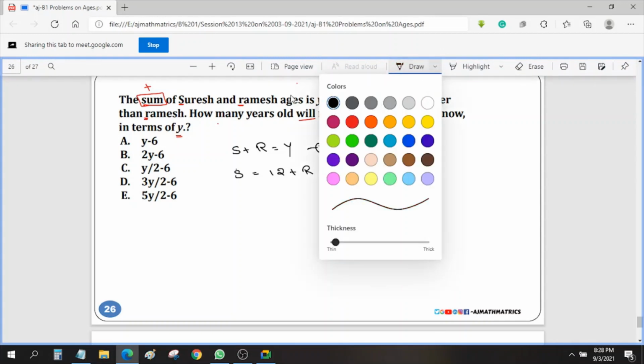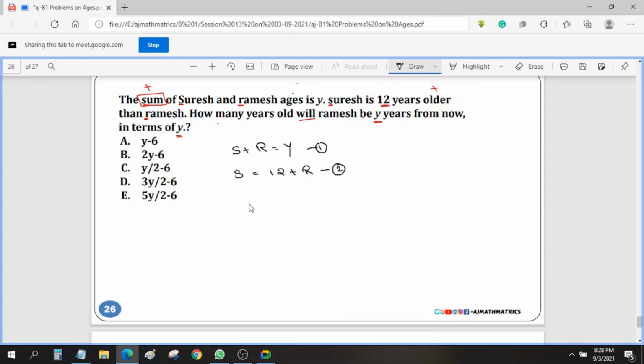Okay. Now, S plus R equals Y, S equals 12 plus R. Now we are going to find Ramesh's age. So I am just substituting 12 plus R. So 12 plus R plus R equals Y. Okay. So 12 plus 2R equals Y. 2R equals Y minus 12. R equals (Y minus 12) by 2. Okay, so this is the answer we are getting, and we'll check whether that option is available or not.